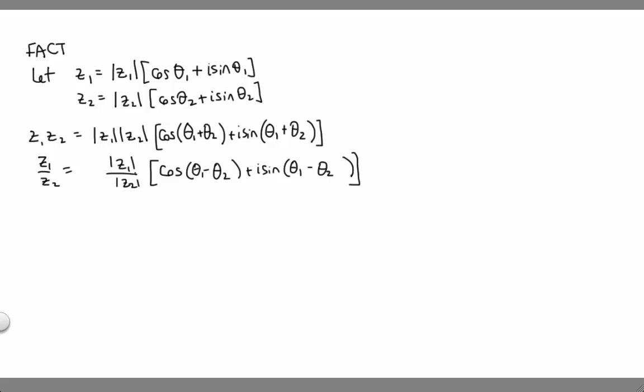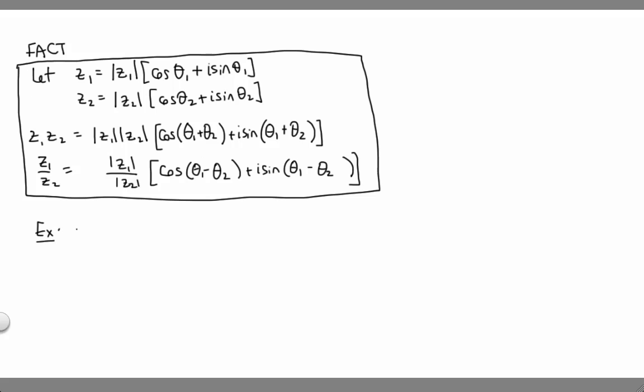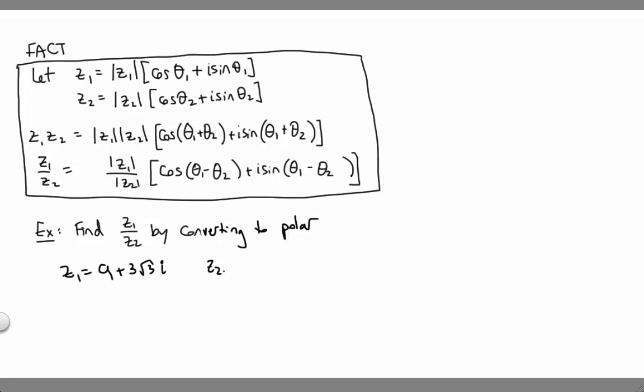So more briefly, when you divide complex numbers, the lengths are going to divide and the angles are going to subtract. So what we'd like to do here is find z1 over z2 by converting to polar. Let's say z1 is 9 plus 3 root 3 times i, and let's say that z2 is 4 root 3 minus 12 times i.